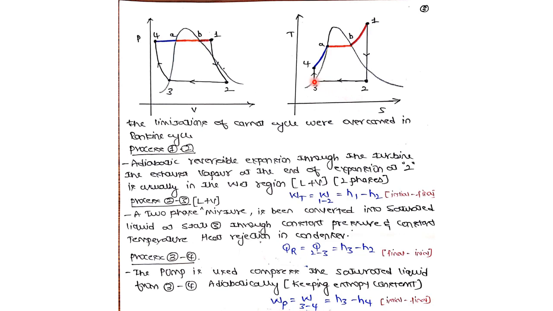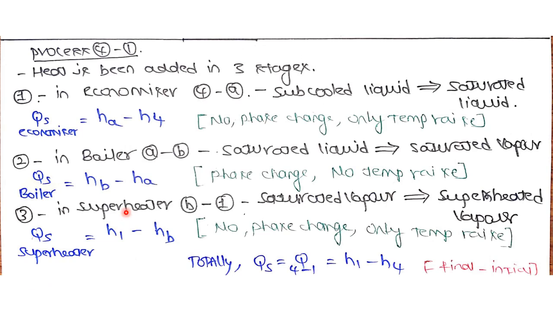I told you the heat is added in 3 different stages, that is in the economizer, in the boiler, as well as the superheater. The same thing has been given here. Please take it down: from where to where it is changing, and what the phase and temperature rise and fall characteristics are. It has been neatly given. So the heat addition in the economizer is HA minus H4. Again, it is final minus initial. Final state is A and initial state is 4. In the boiler, it is HB minus HA, final is B and initial is A. And in the superheater, it is H1 minus HB.